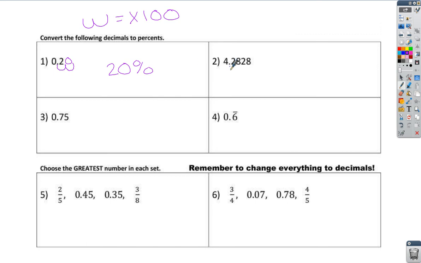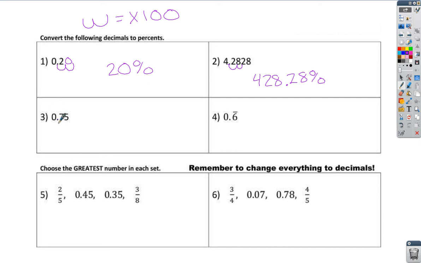For number 2, we need to move it 2 to the right, 1, 2. So our new number is 428.28%. Now I want you to do 3 and 4 on your own. Make sure you are moving it 2 loops to the right, and go ahead and hit play when you're ready to check your answers. Please pause the video.